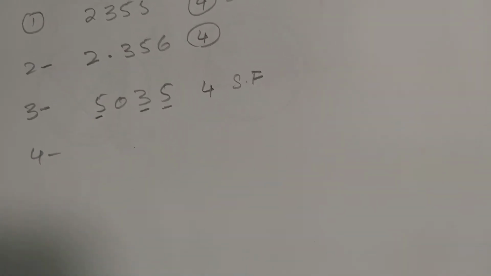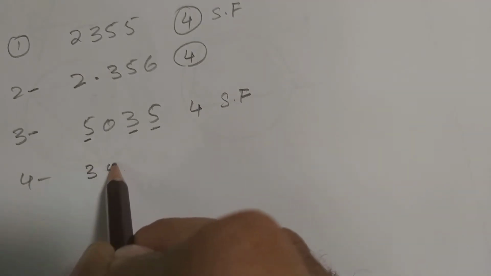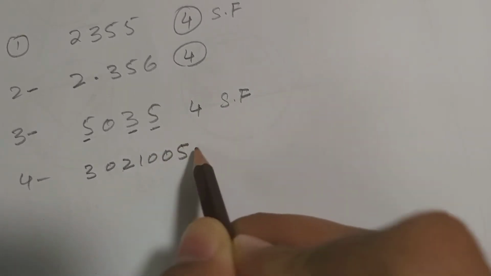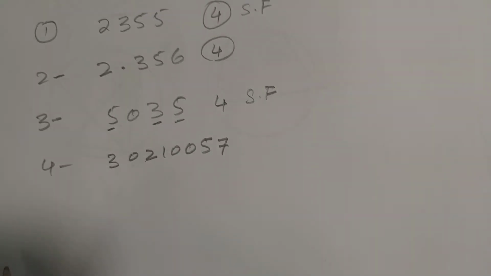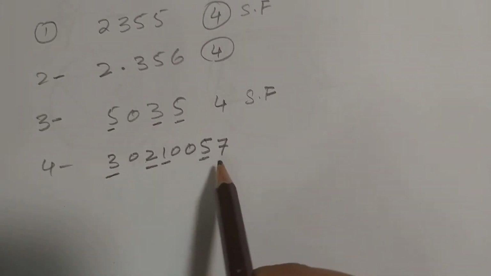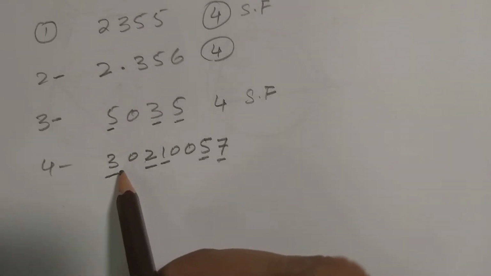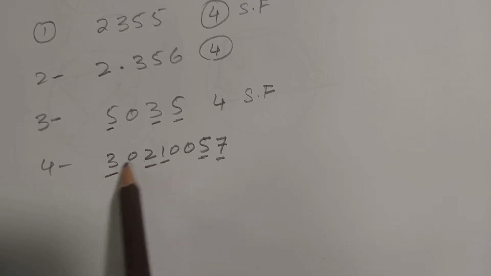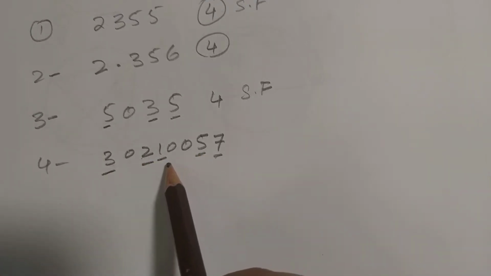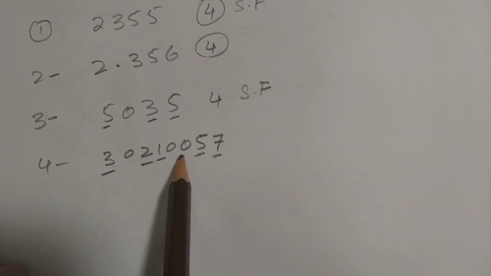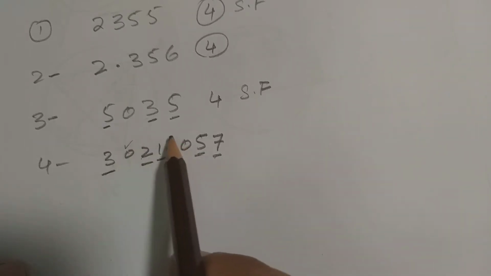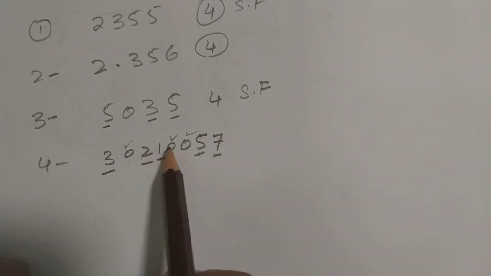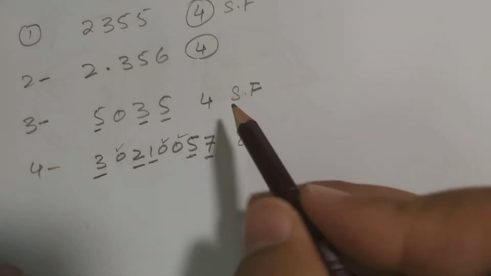In the fourth example, say 3021005, we need to know the significance of these numbers. These are non-zero numbers, which are definitely significant, but are the zeros significant? The zeros come between two non-zeros. It doesn't matter how many; we care whether they come between two non-zero numbers, whether it's a single zero or a bundle of zeros. They come between two non-zero numbers, so they are significant. So how many? 1, 2, 3, 4, 5, 6, 7 and 8. It is 8 significant figures.